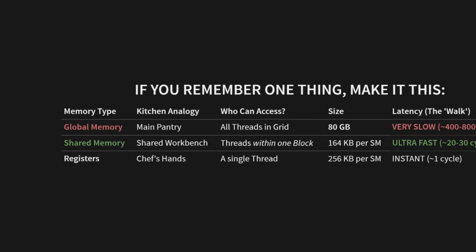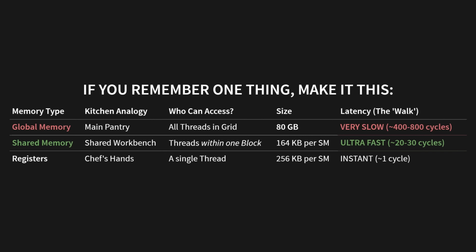If you remember one thing from this chapter, make it this. Look at this table. You've got global memory, the main pantry. Who can access it? All threads in the entire grid. It's huge, 80 gigabytes. But look at the latency, the walk, very slow. We're talking 400 to 800 clock cycles.